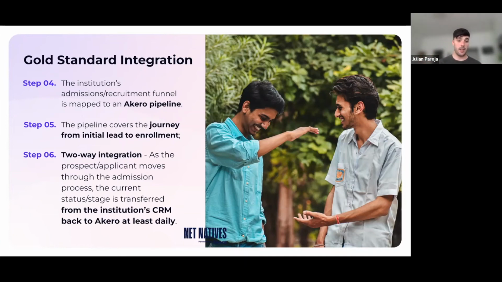Step six, the two-way integration. As the prospect and applicant moves through the admissions process, the current status and stage is transferred from the institution CRM back to Akero at least daily. So we want to be able to know every single day exactly how many new leads you've got, how many more people have started an application, and how many have enrolled day by day, because that allows us to optimize those campaigns every single day and create these lookalike audiences and improve conversion.